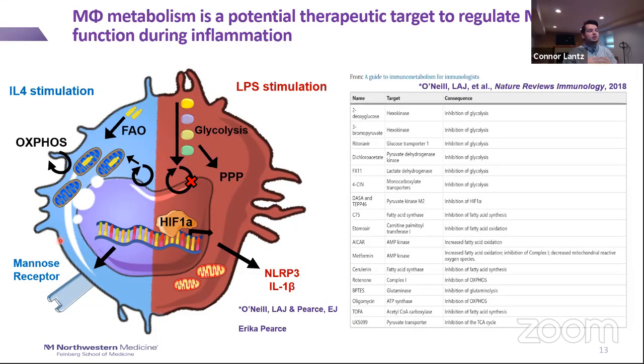And so with the tight relationship between metabolism and immune function, many of these different metabolic inhibitors are showing promise as therapeutic opportunities, as they can drive different metabolic processes, which may be able to improve our ability to enhance or decrease inflammation in certain contexts.